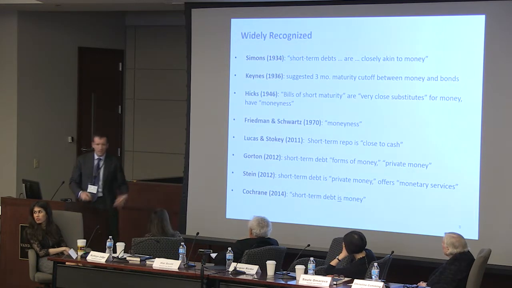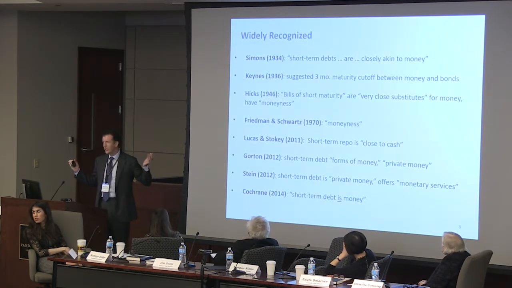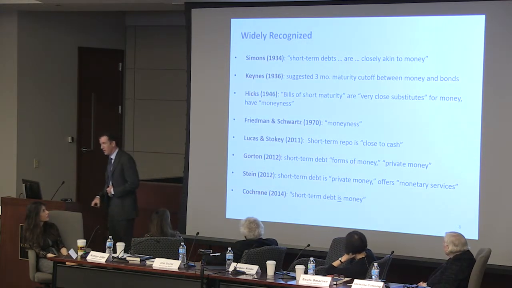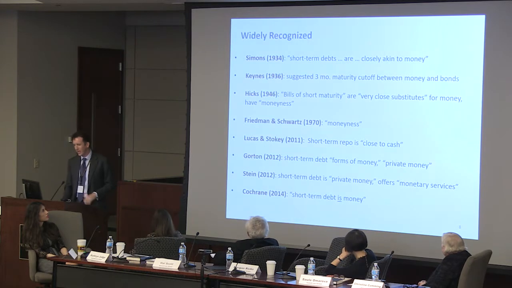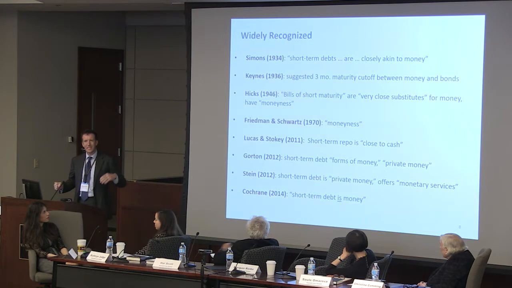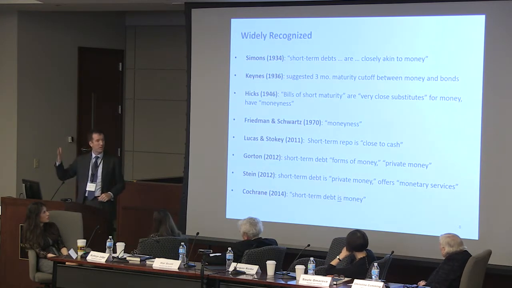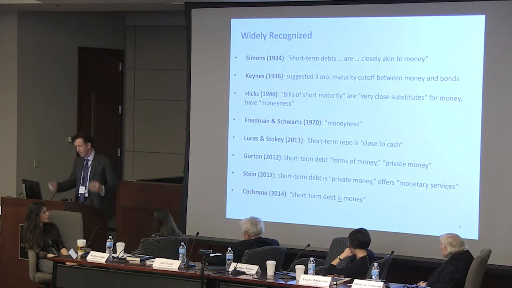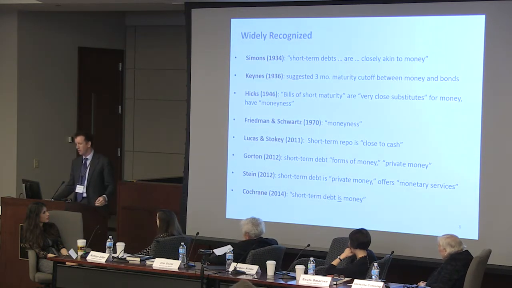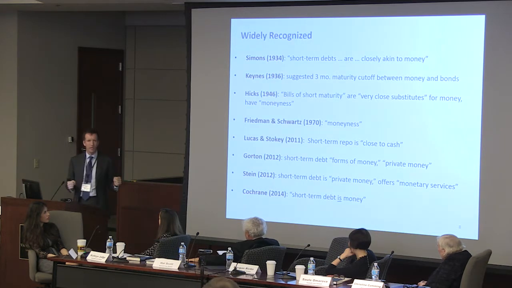This idea has a long history within economics. Henry Simons, founder of the Chicago School in the 1930s, said short-term debts are closely akin to money. Keynes, in his discussion of liquidity preference in the General Theory, in distinguishing between money and bonds, suggests a 3-month maturity cutoff for what we consider to be money and bonds. John Hicks, in Value and Capital, calls a short maturity a very close substitute for money. We have a lot of economists, historically and today, who have said in one way or another, short-term debt is money, at least high-quality short-term debt in the financial sector.